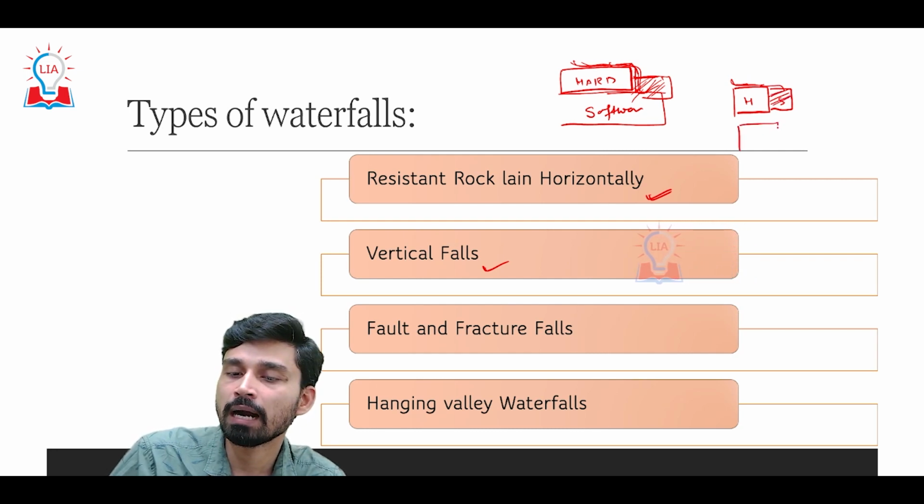And after some time, the hard rock will remain wherever it is, and the soft rock will decline in height. And thus, it will seem that the river is suddenly falling from this hard rock over this soft rock. And this is what leads to the development of a vertical waterfall.